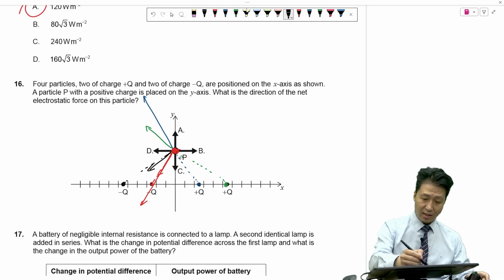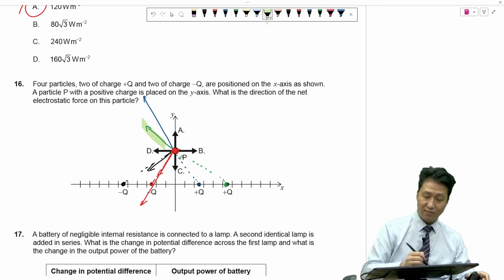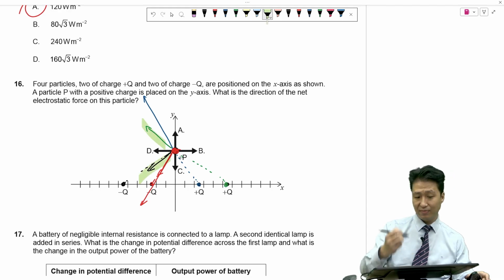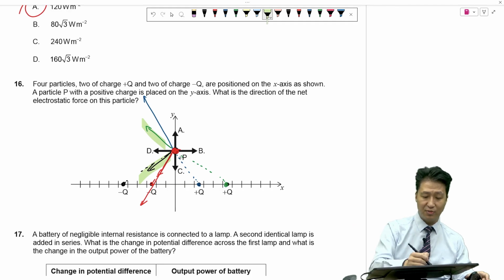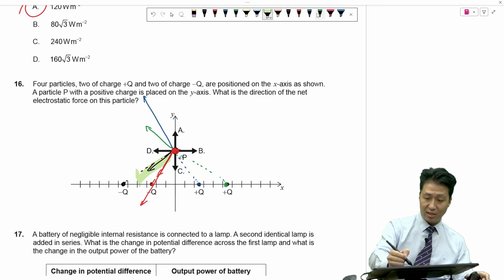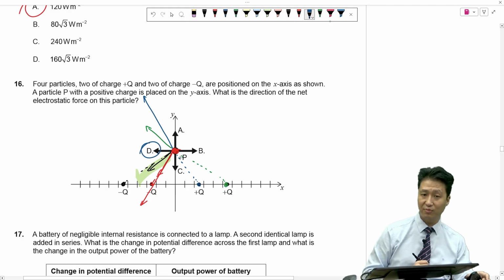So this vector here and this vector here will add up. The vertical components will cancel out, and it's just going to be to the left. In fact, if you add all these 4 vectors, the net result would just be a force to the left. The answer should be D.